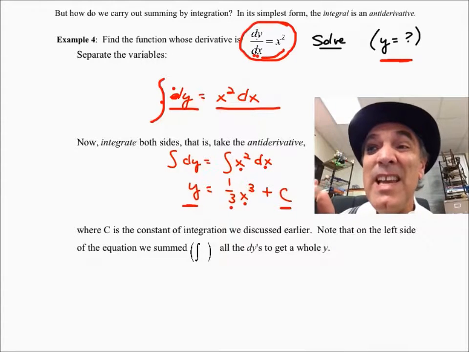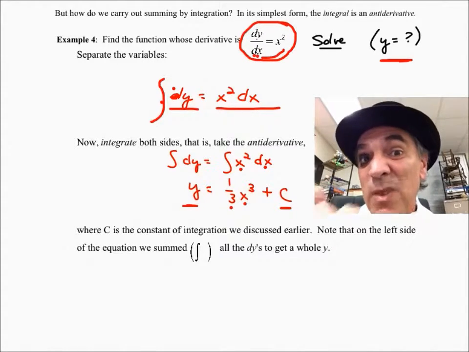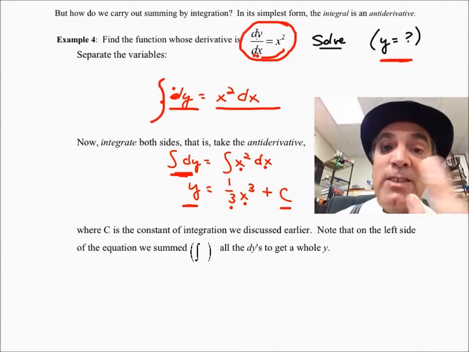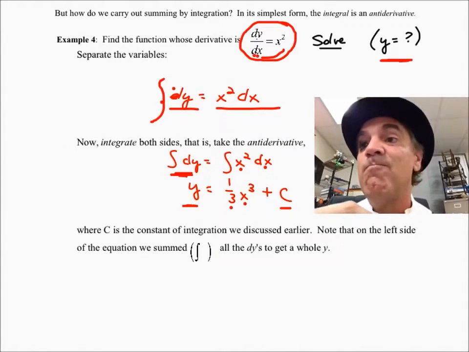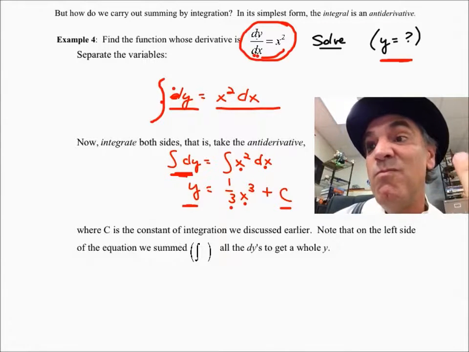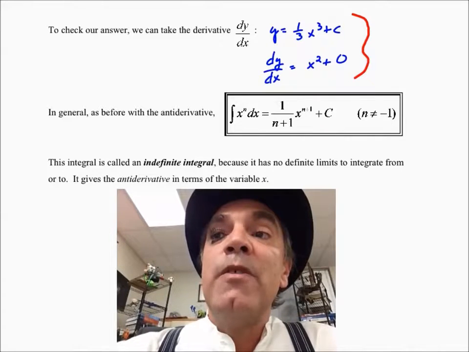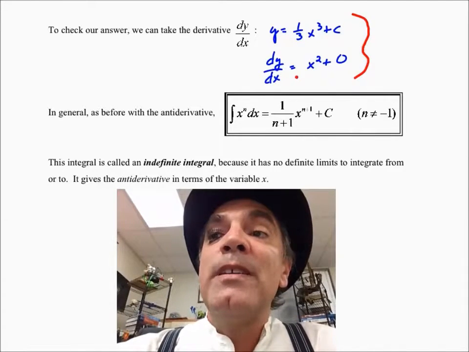That is really how you take an integral. It is really just an antiderivative on both sides, one side of which is really easy because it's just going to be the integral of a derivative. That's it. Magic. Just like the antiderivative, to check our work up here, take the derivative of that y that we got, and we end up with exactly what we started with.